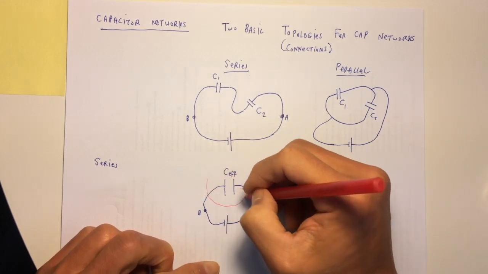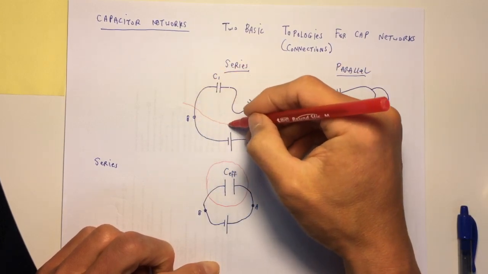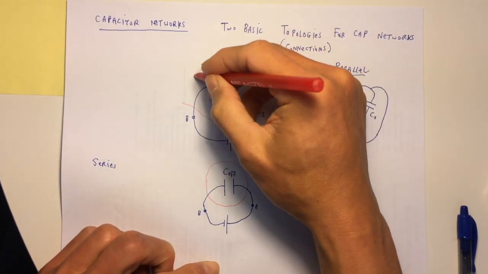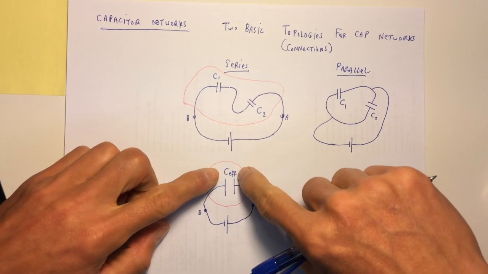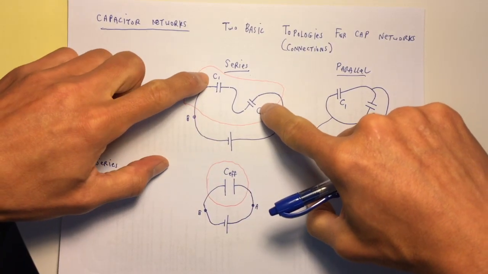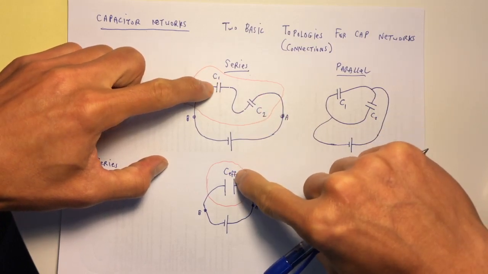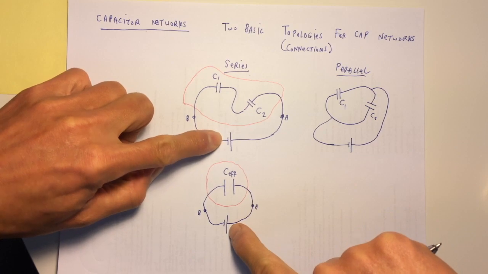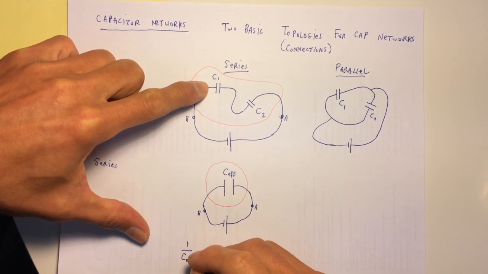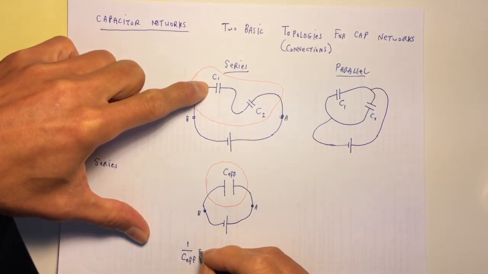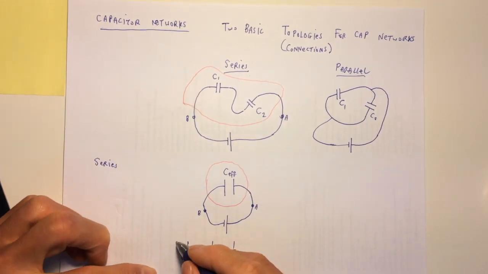And inside of this red vague circle are actually these two capacitances. It turns out that the relationship between C effective and the values of C1 and C2 is actually independent of whatever is happening on the outside of the series. And it's a strange relationship. So 1 over C effective is 1 over C1 plus 1 over C2. This is the answer.